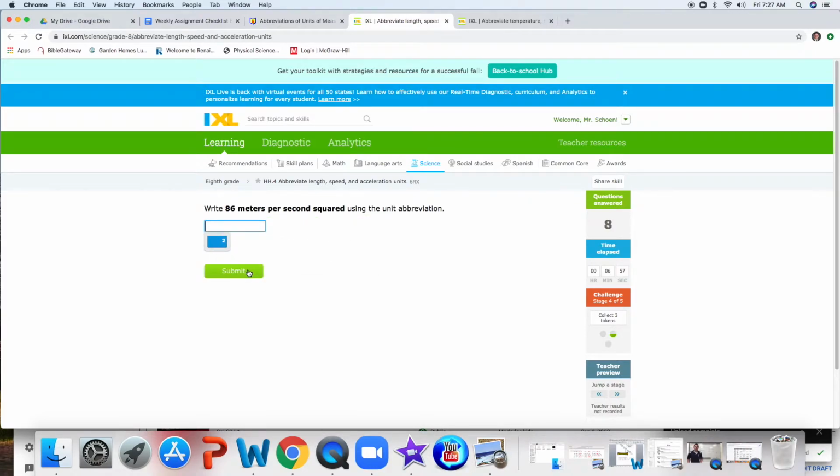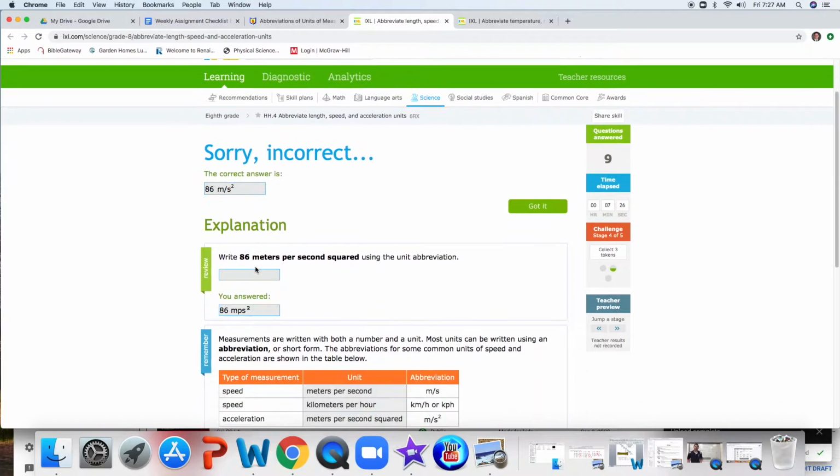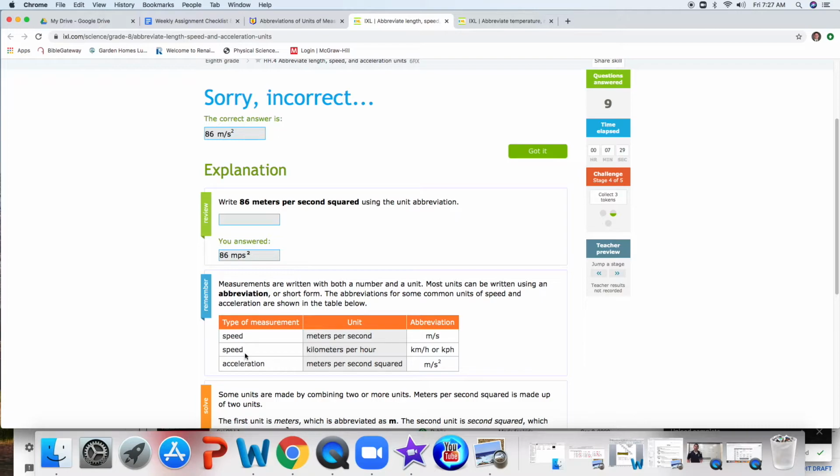86 meters per second squared. 86 meters per second, and then I use this little button right here to give me my indicator that that is squared. Incorrect. Uh-oh, Mr. Shane forgot to use the rate symbol for meters per second. Instead of miles per hour being written as mph, you can't just write mps for everything. In this case, that division symbol is written in there. So mps doesn't work.